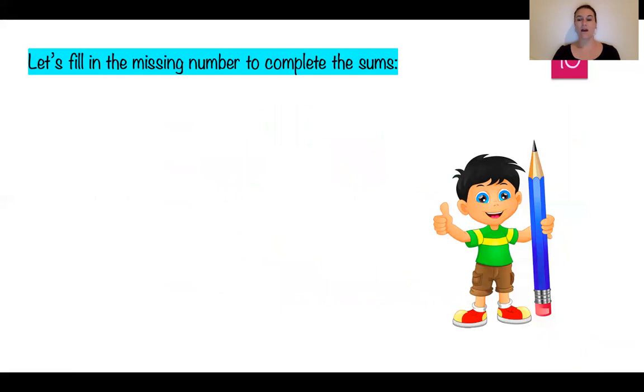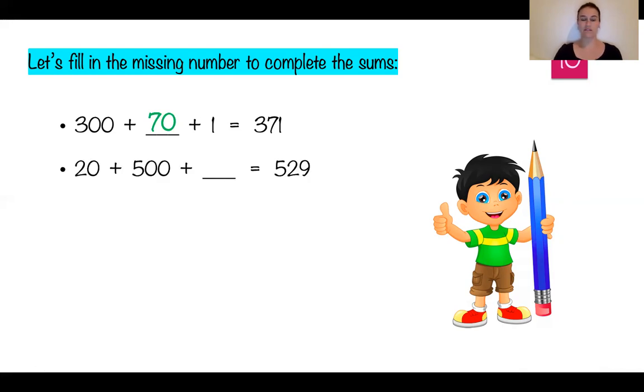Okay, now a different way of doing place value, we're going to fill in the missing number to complete the sum. So again, they are like addition sums. We've got 300 plus something plus 1 equals 371. This one is nicely in order for us. We've got the hundreds first, then we are missing out on the tens. So if we look at the answer here, we've got 7 tens. Okay, 7 tens is 70. Our answer is 70.